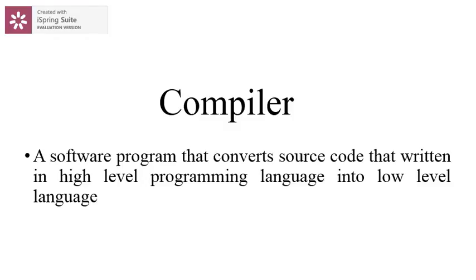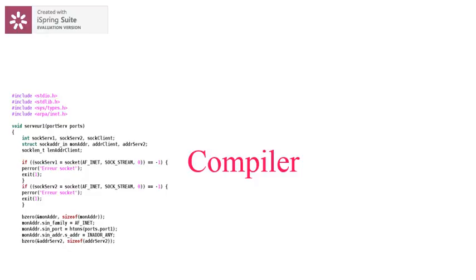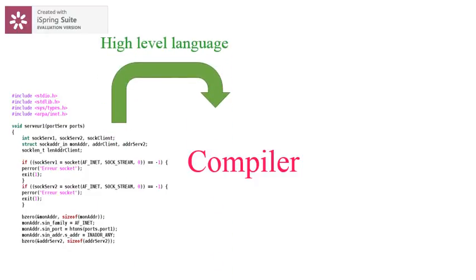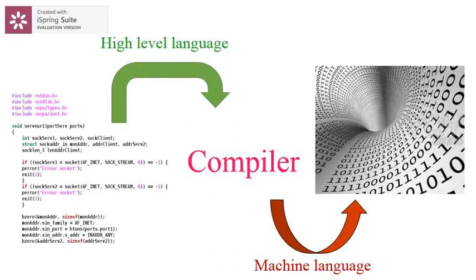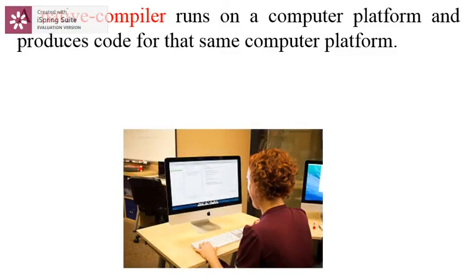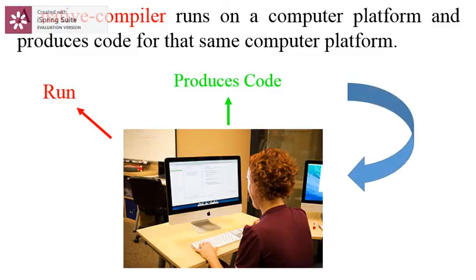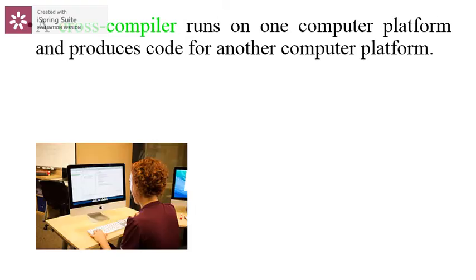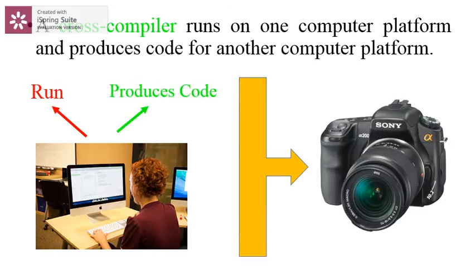Now we are going to see about the compiler. A compiler is a software program that converts source code written in a high-level programming language into a low-level language. Compilers are classified into two types. The first one is the native compiler. The second one is the cross-compiler. A native compiler runs on a computer platform and produces code for that same platform. A cross-compiler runs on one computer platform and produces code for another computer platform.